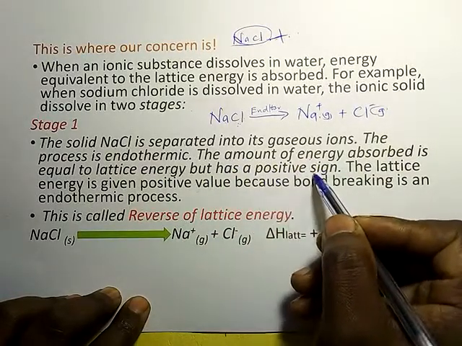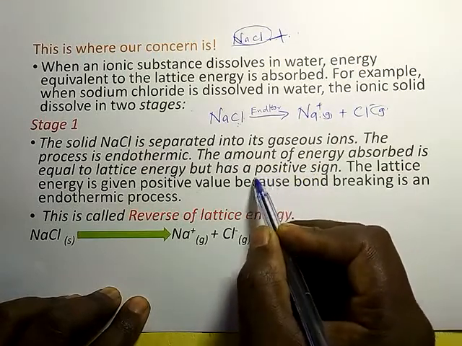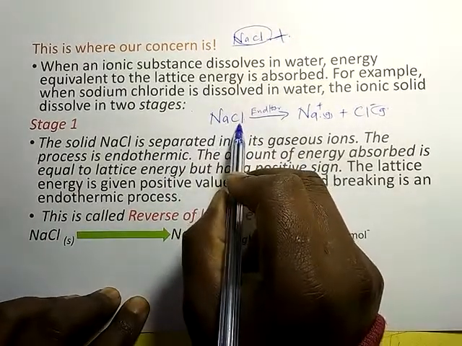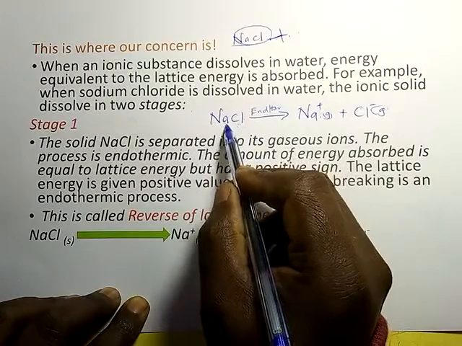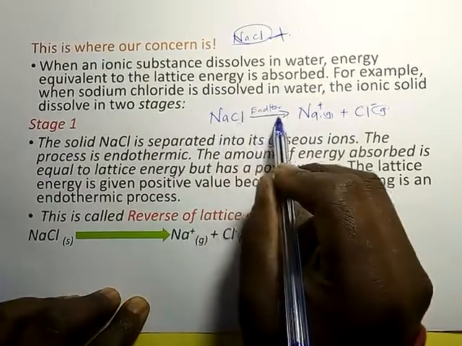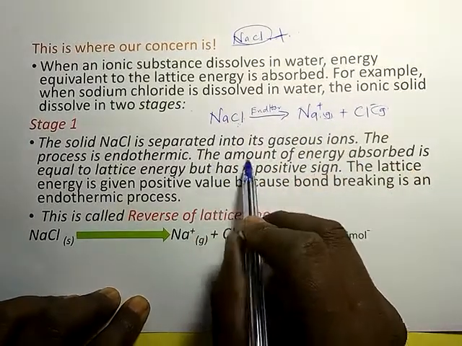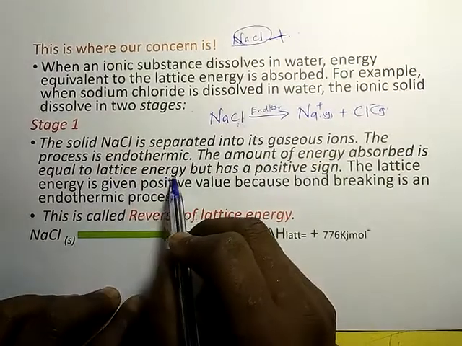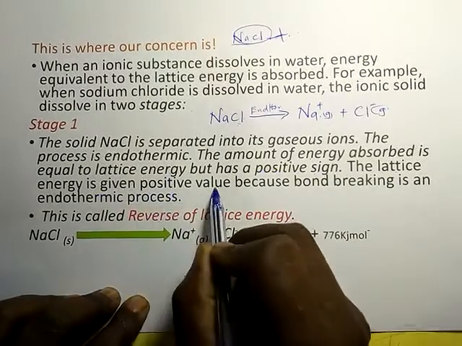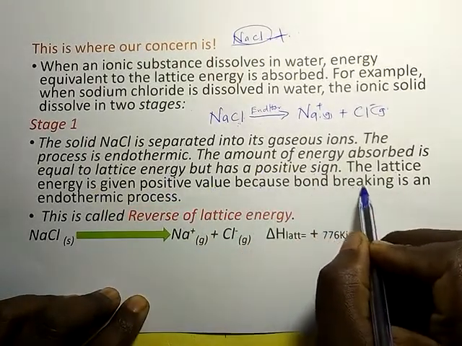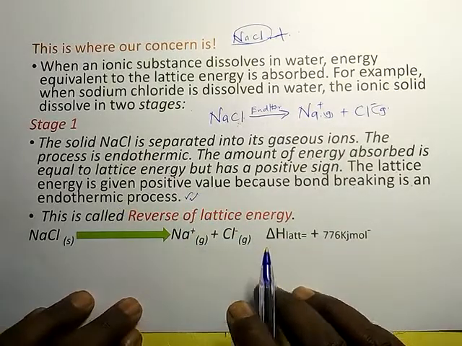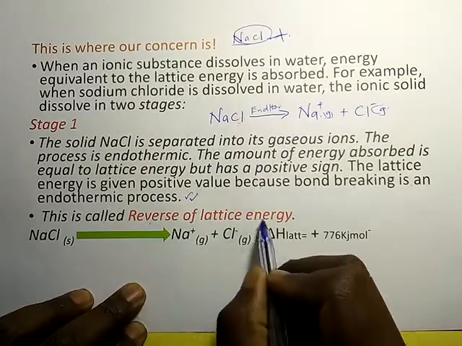Now remember, lattice energy has a negative sign because it is bond formation. But now dissolving sodium chloride in water, it is bond breaking. The bonds are broken, therefore it is the opposite. It is the reverse of lattice. Therefore the reaction is endothermic. The amount of energy absorbed is equal to lattice energy but has a positive sign, because bond breaking is an endothermic process. Very, very important. This is called reverse of lattice energy.